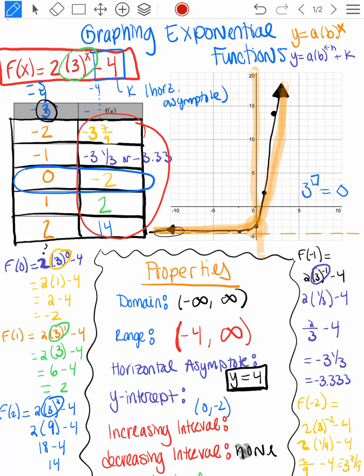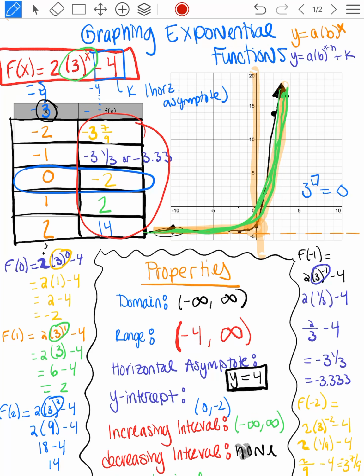None. Okay. Yes, I see that if you trace it this way, it does decrease. But remember, increasing and decreasing is always looked from left to right. If not, we would have both for everything, because depending on how you look at it, you could say it's increasing and it's decreasing. So when we do this, remember, we always look from left to right. So this is not decreasing, and it's increasing the entire time. So it's increasing on its entire domain. So we say from -infinity to infinity.